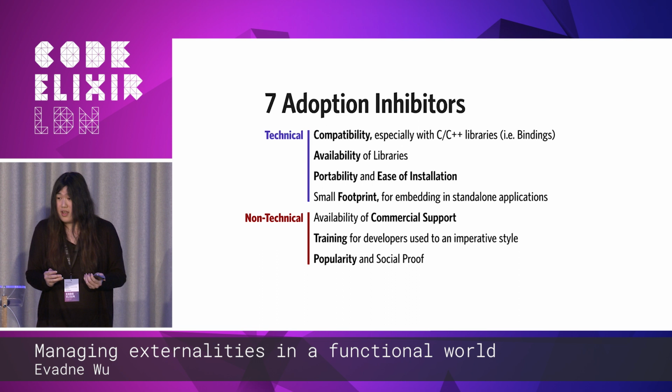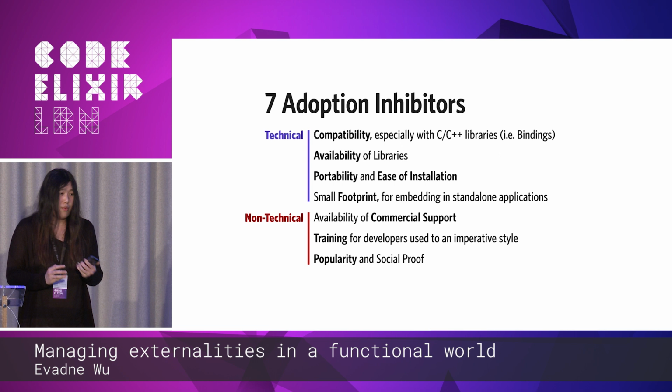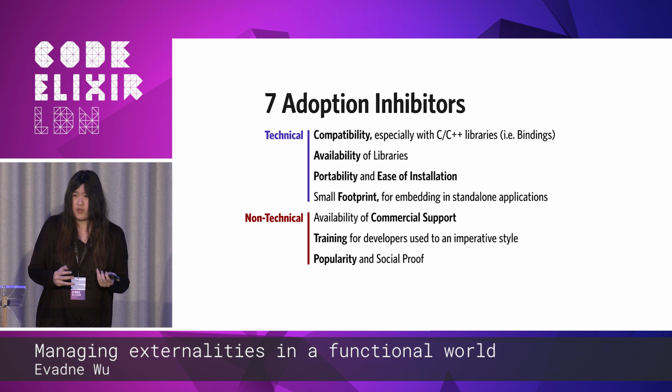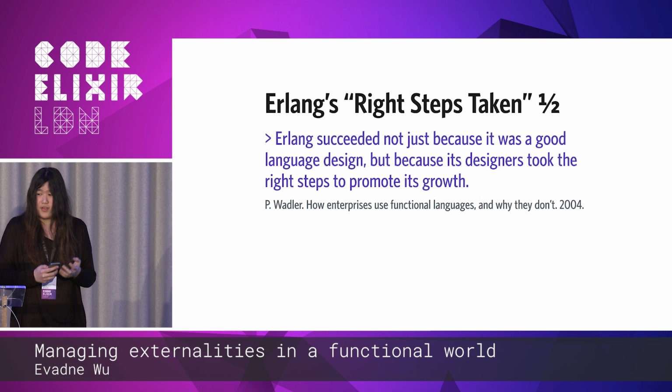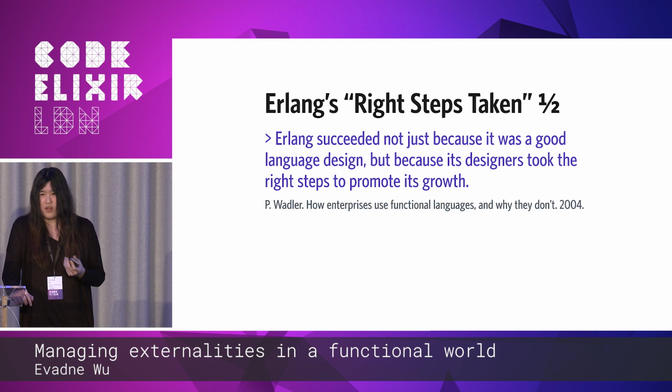And lastly, the popularity and social proof of such a language is actually important according to the paper, because with a continuous track record of successes, it's easier to persuade non-technical people to adopt functional programming languages if they ask you, basically. So he did say that Erlang did it right, and there were certain right steps taken, because Ericsson has grown the language in a very deliberate manner, according to the paper.